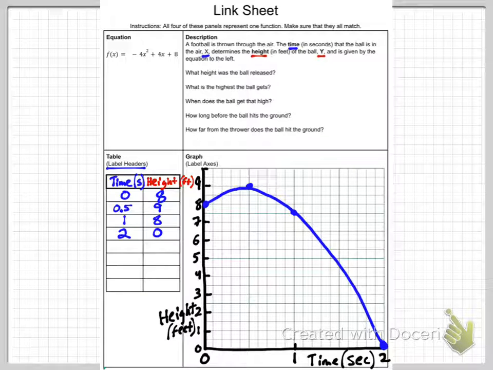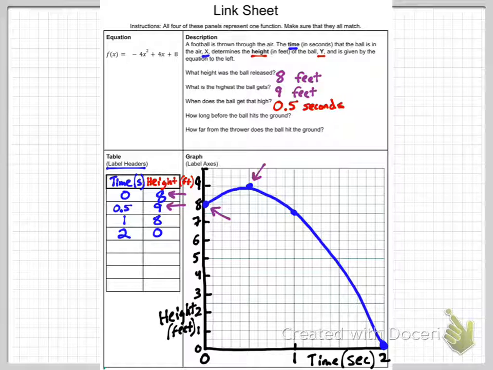Now we're going to try to answer our questions. So what was the height the ball was released? That is shown right there in the graph and there in the table. That's 8 feet high. What is the highest the ball gets? It gets up to 9 feet tall because of the height of the point and the y value in the table at that point. That's the largest y value.